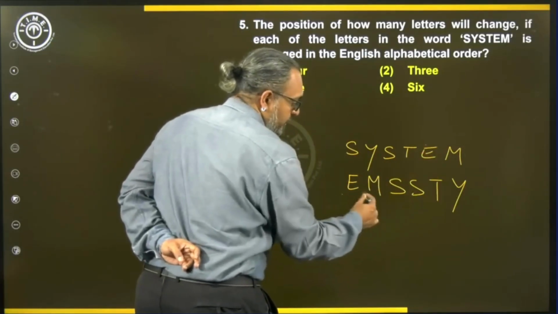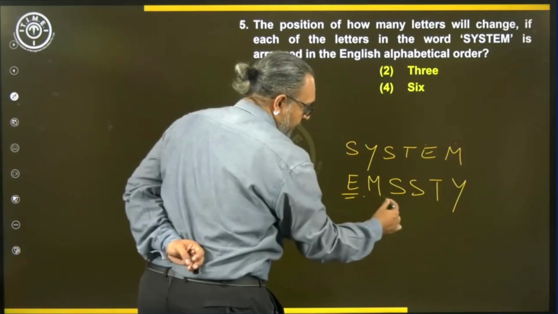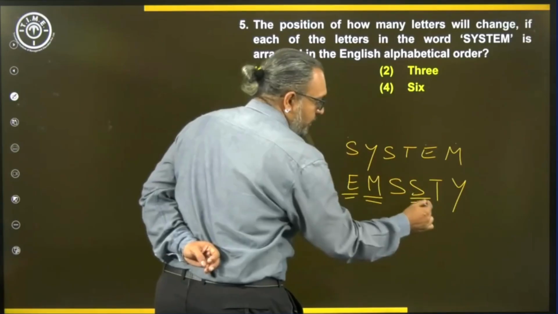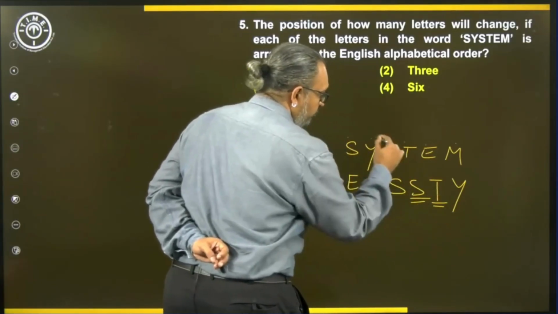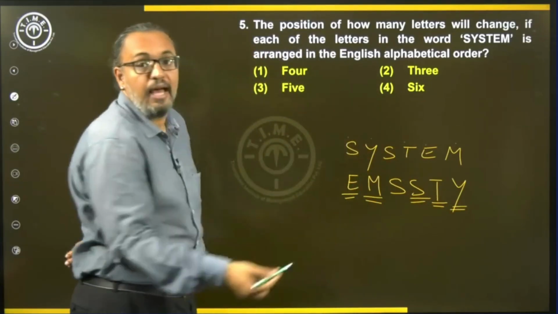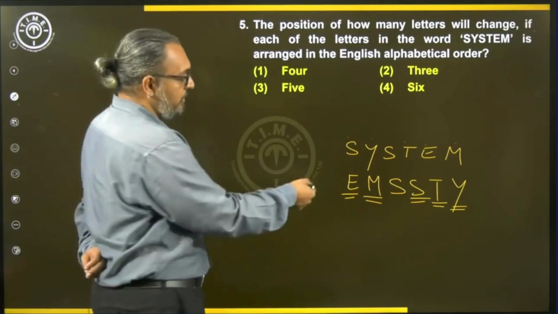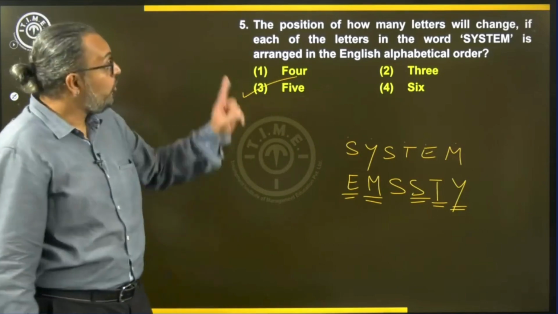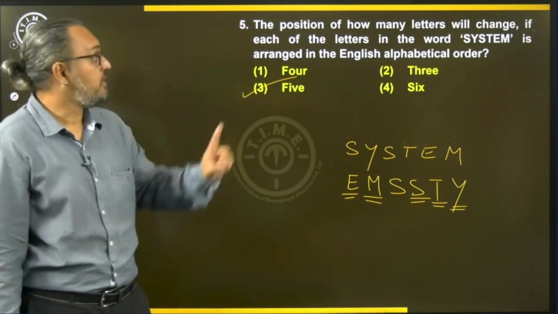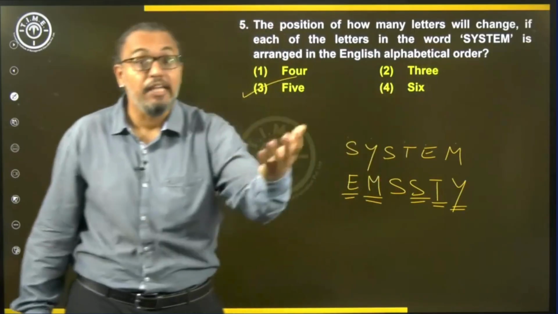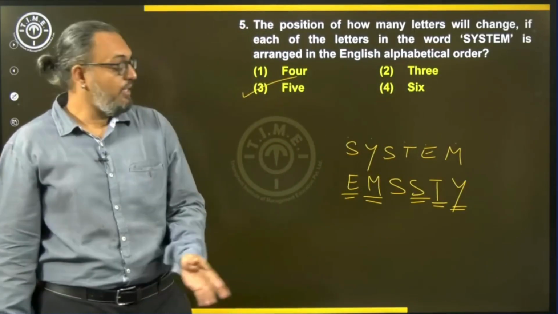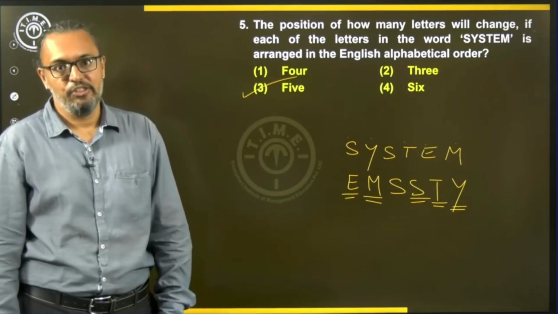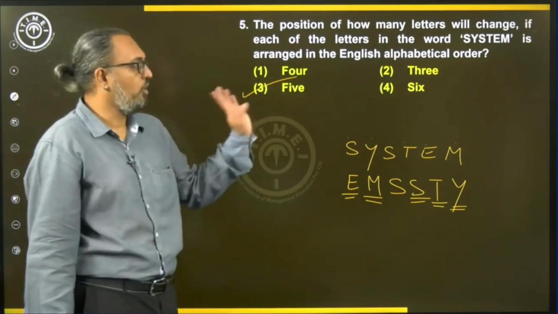See, E is changing. Then M is changing. S is not changing. Another S is changing. T is changing and Y is changing. So out of 6 alphabets, how many alphabets are changing? 5. And that's available in the third option. So look at the question and understand what is asked. The position of how many letters will change, he is asking. Okay. So there are 5 letters that are positions changed. Yes. Okay. So third option.